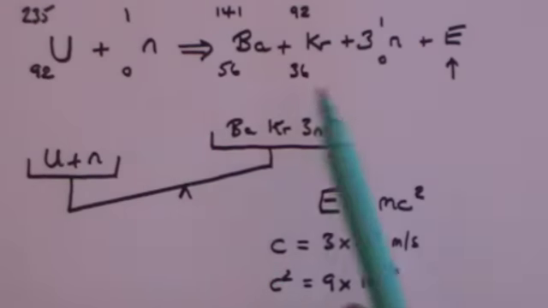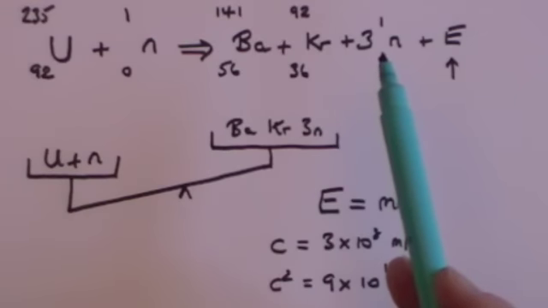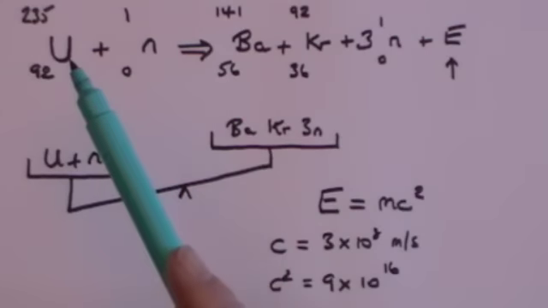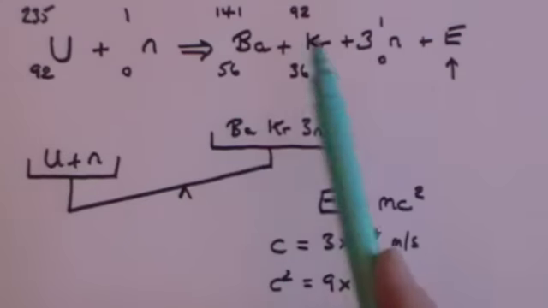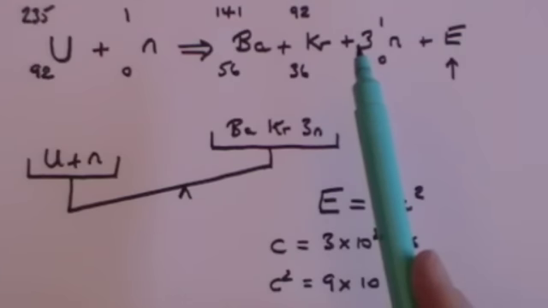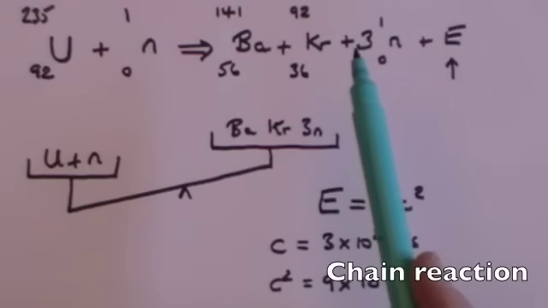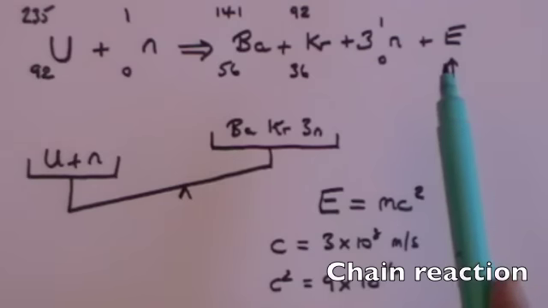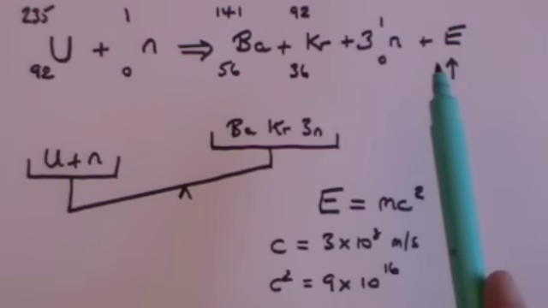But remember, every decay produces 3 neutrons. And each one of those neutrons can hit another uranium atom and produce still more neutrons. And that will just build up and it becomes a chain reaction. And every time the atoms split, you get more and more energy. And that is the basis of an atomic bomb.